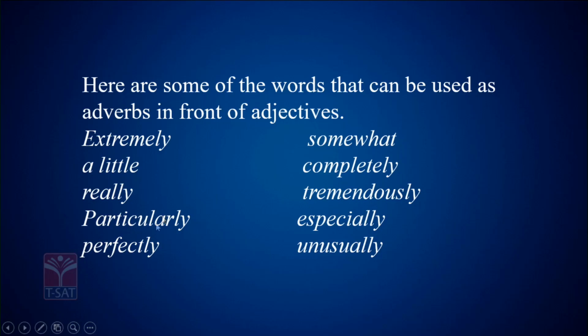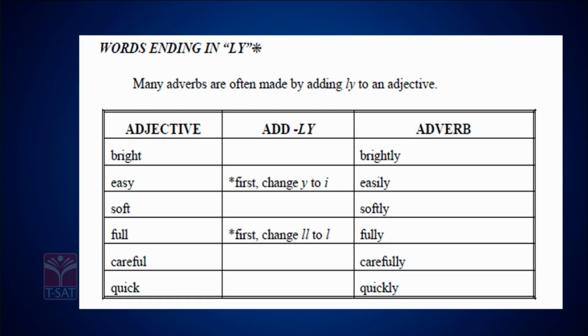Look at this table. Here are some of the words that can be used as adverbs in front of adjectives. Extremely, somewhat, a little, completely, really, tremendously, particularly, especially, perfectly, unusually, right. So, these are some of the adverbs which you can make use of in front of the adjectives, right.